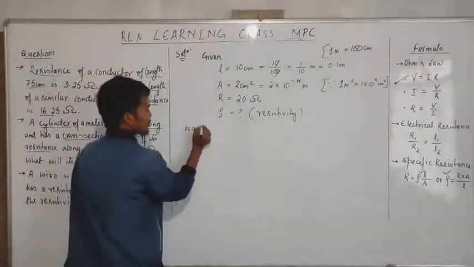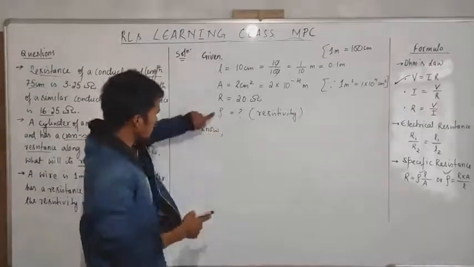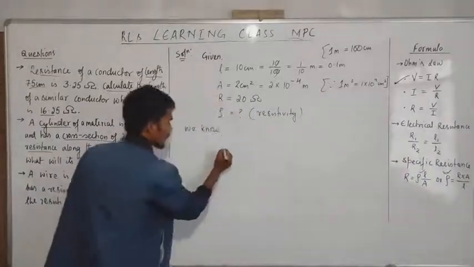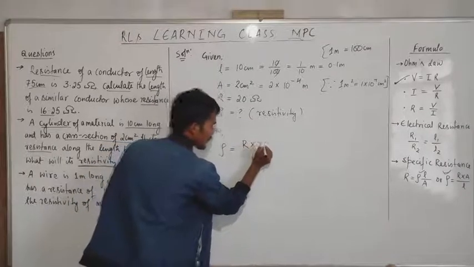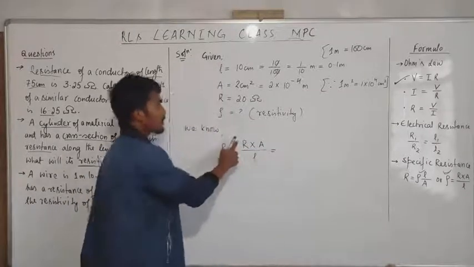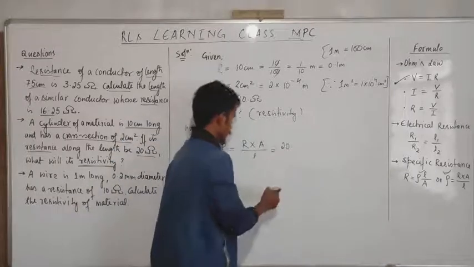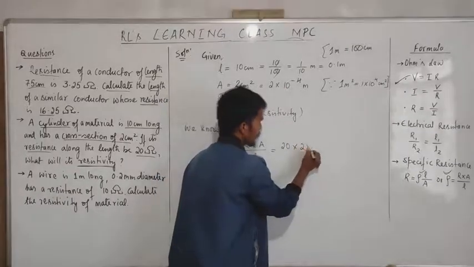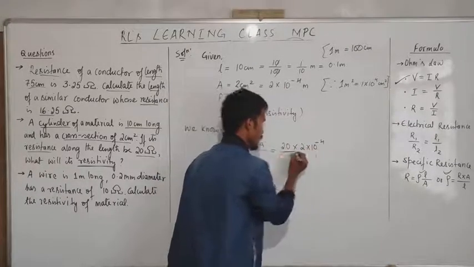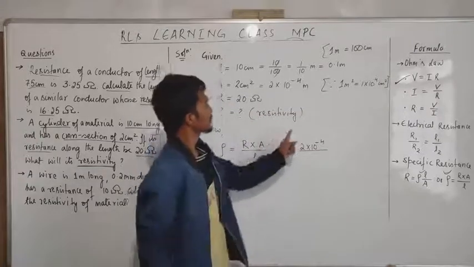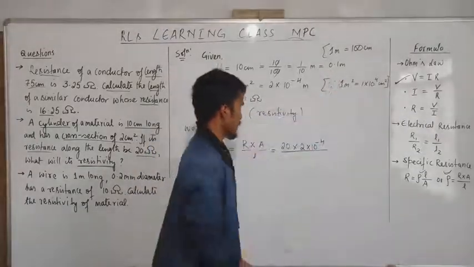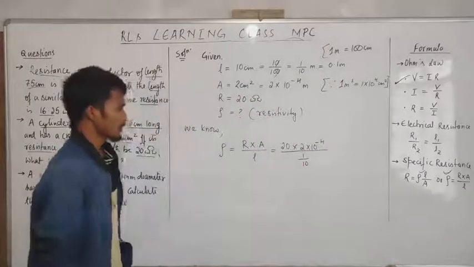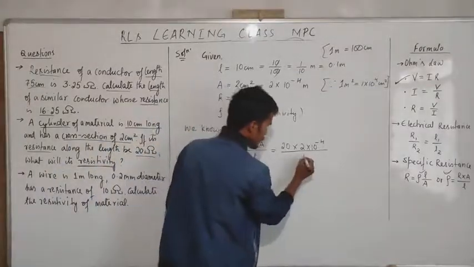Okay, we know what's the formula. We need to find resistivity. Resistivity will be rho is equal to R into A by L. Then I'll write that formula. Rho is equal to R into A by L. Now what's the value of R? R is 20. Then what's the value of A? A will be 2 into 10 to the power minus 4. Then divided by L. L here is 0.1 or 1 by 10. Okay, I'll take 0.1.